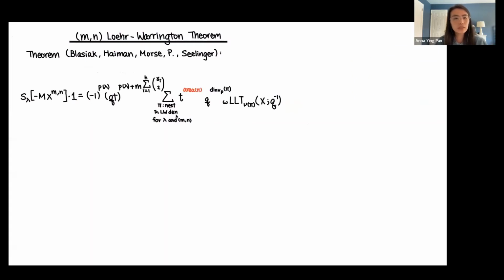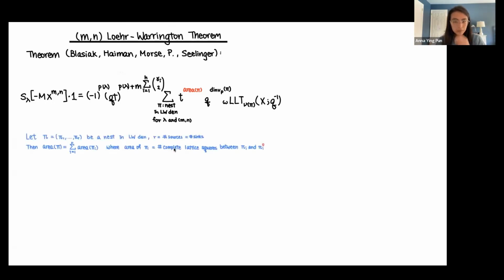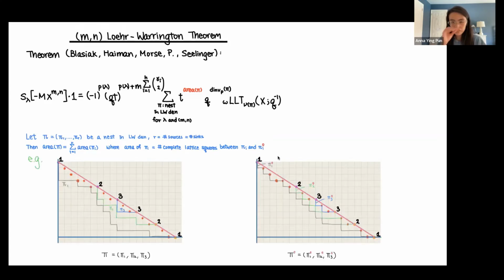So hopefully now you understand that I give you an m, n, give you a lambda, you can make your den, and then after you have a den, you can build your nest in a way that you like. And now the next thing is, okay, I built my nest. What is the meaning of an area? So the area relies on the highest lattice path that we can draw. What it means is that you are trying to find the number of complete lattice squares between pi i and pi i naught. So let's start with an example.